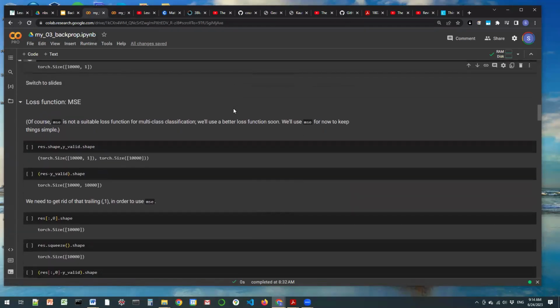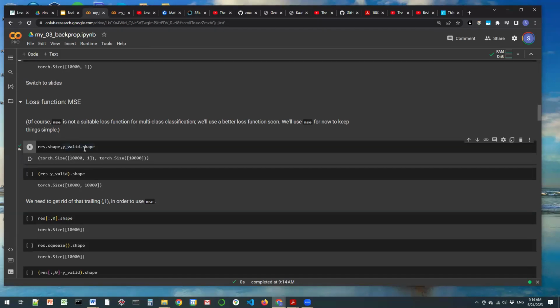But with all that said, let's push through the notebook and understand it now that we have hopefully some conceptual understanding of how those concepts translate into math and code. Here I've already explained why MSE is not a suitable loss function. Later in the course, we'll hopefully get through the rest of the lecture and get to understand a better loss function. But let's see the shapes.